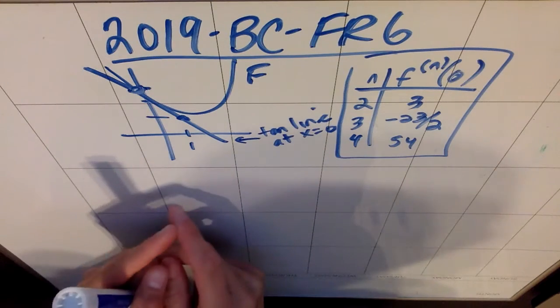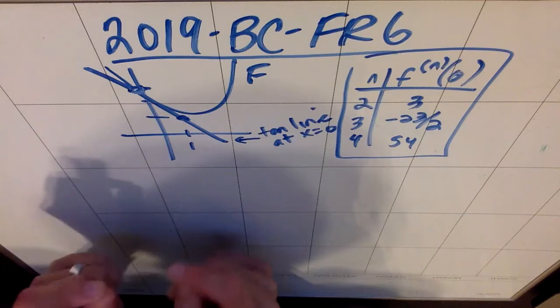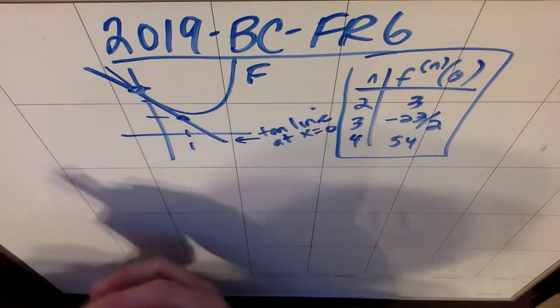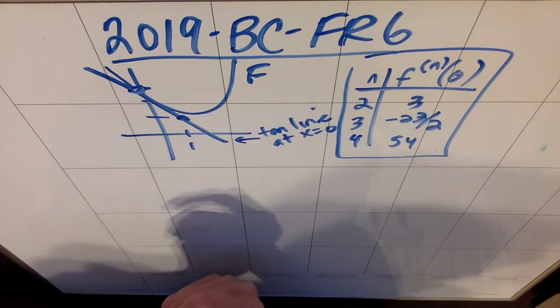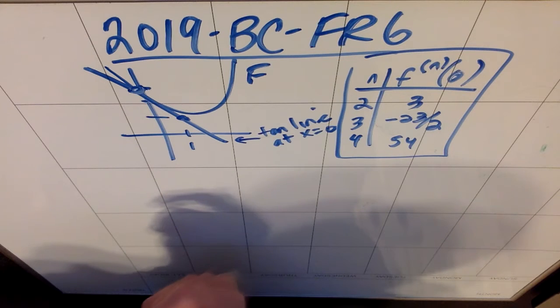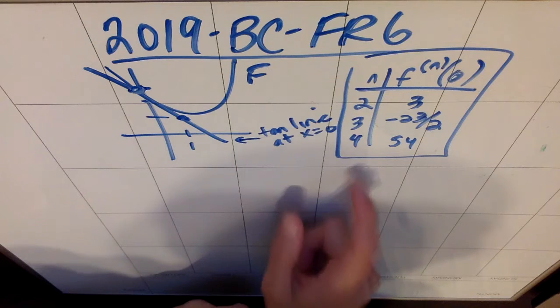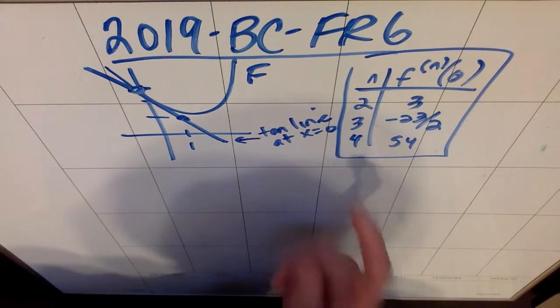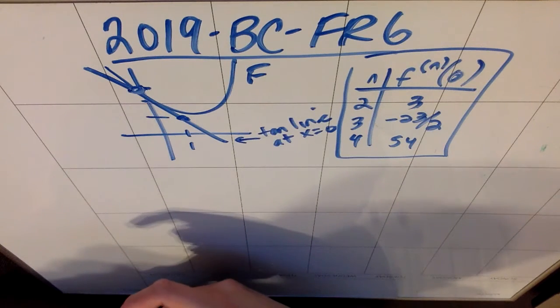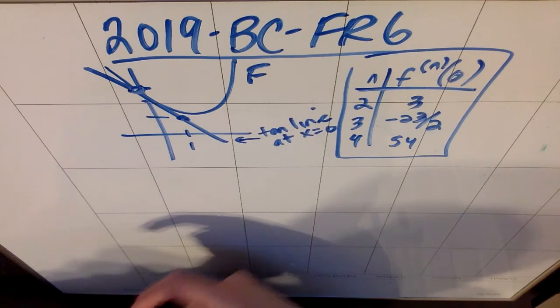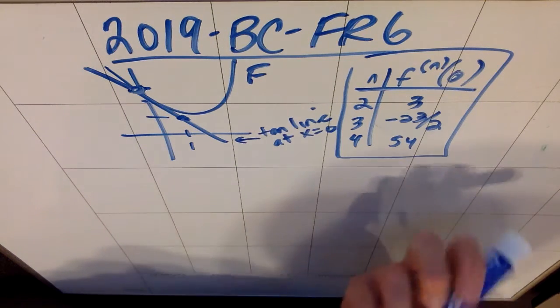There's a better graph on the actual AP question, which I'm looking at while doing this, but this is just so I can point to things. Anyway, along with the line tangent to the graph at x equals 0, selected derivatives of f are given in this table. Again, derivatives at 0. Cool. So part A, write a third degree Taylor polynomial for f about x equals 0.